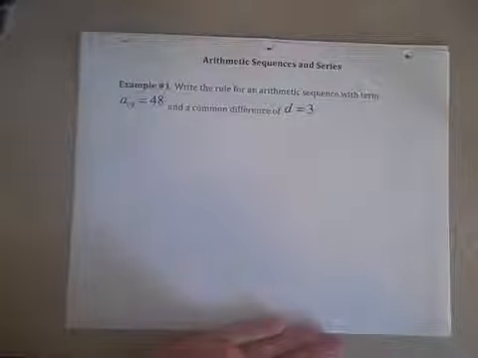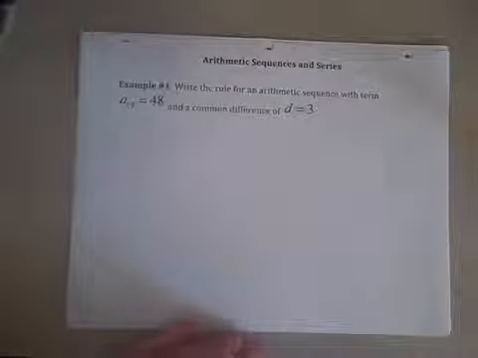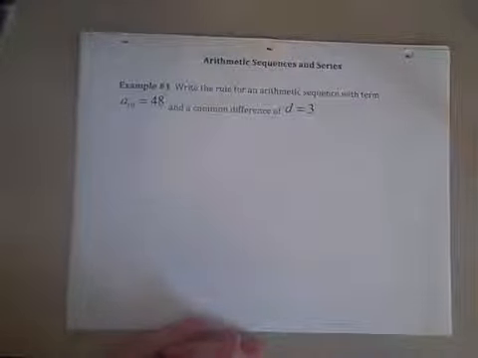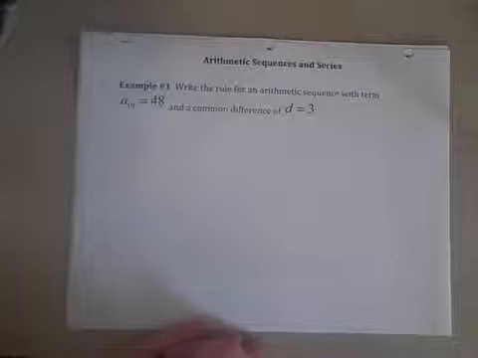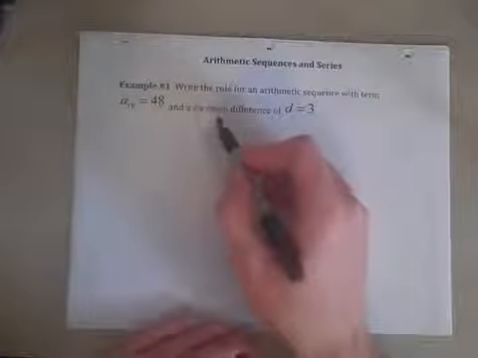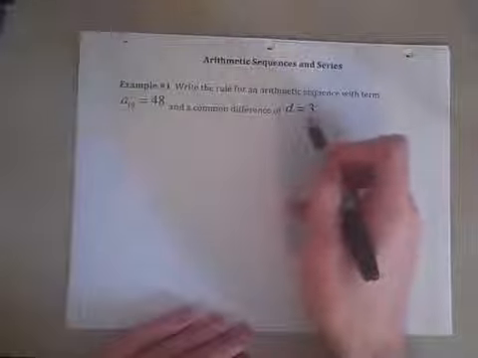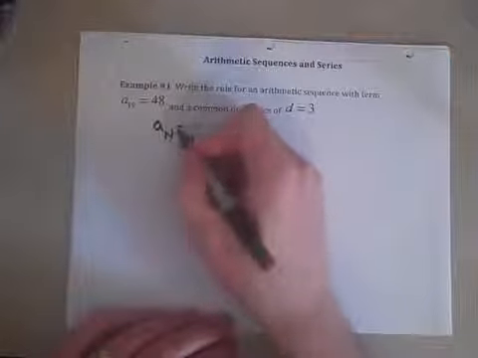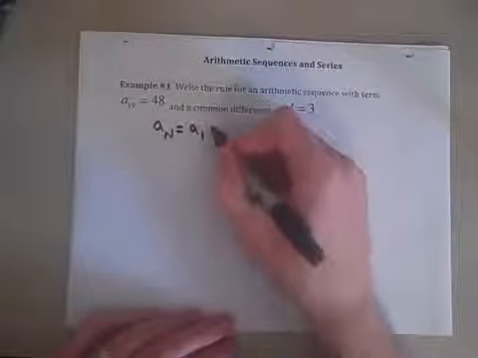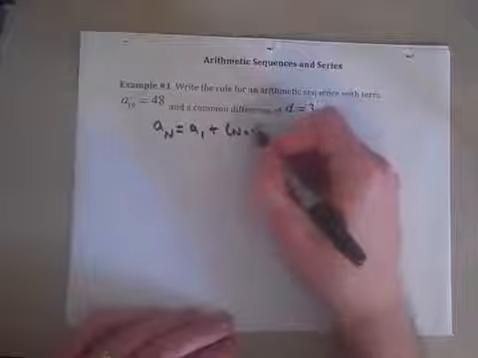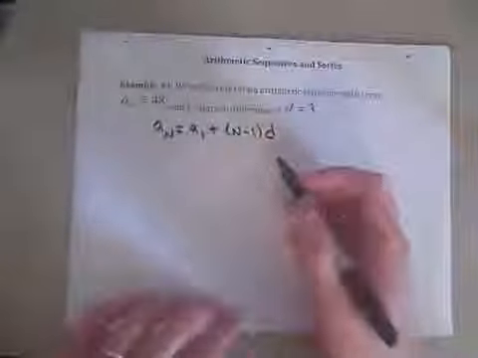Here it says, write the rule for an arithmetic sequence with the 19th term being 48 and the common difference being 3. Remember, the common difference is how much, in this case 3, is added to each successive term. So let's see. We'll start with the equation that's given in the notes. This is the first term plus n minus 1 times the difference.